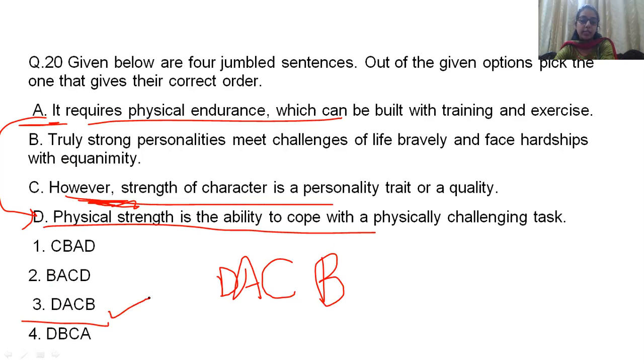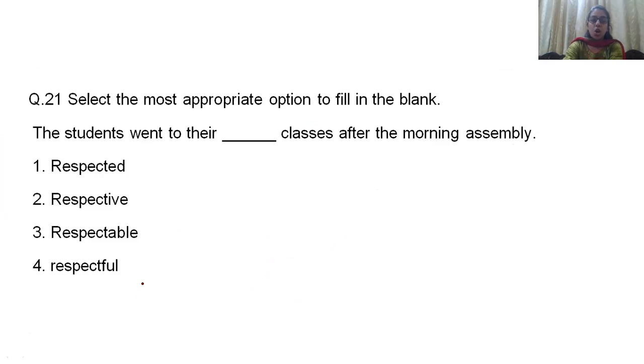So DACB. Question number 21. Select the most appropriate option to fill in the blank. Again, vocabulary knowledge you will require over here. "Students went to their dash classes after morning assembly." Respected classes, respective classes, respectable classes, or respectful classes. Whenever we talk about specific, individual or particular classes, we always use the word respective. The classes that belong to them.